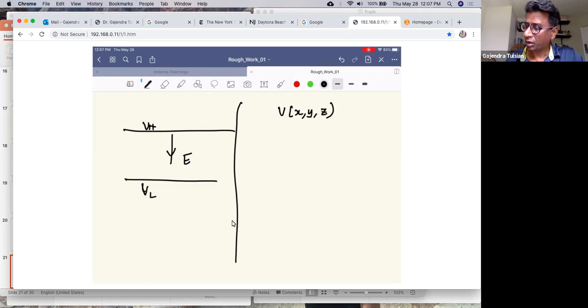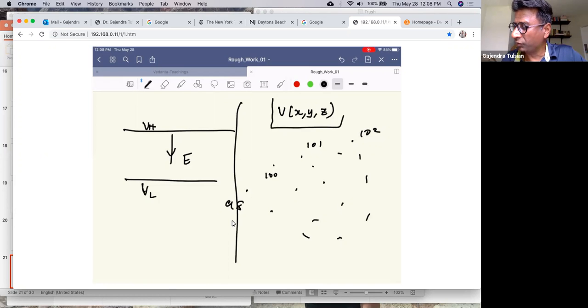Okay. So the question is, what does this mean? What this function means is it associates with every point x, y, z a scalar value. So for instance, at this point, it's 100 volts, 101 volts, 102 volts, and so on. At this point, it's 98 volts, and so on. And you can evaluate the value of the function at every point. Okay, so now let's ask the following question.